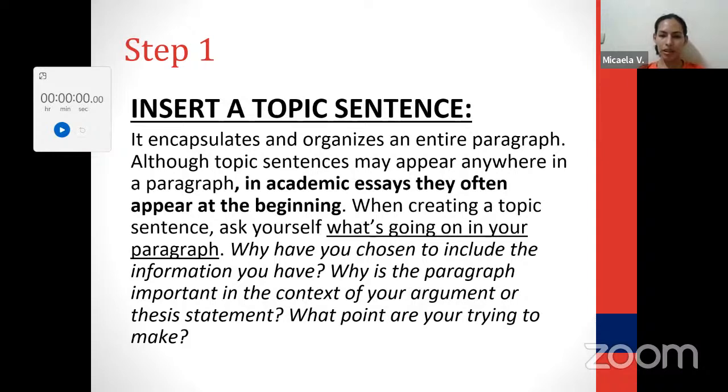In academic essays, they often appear at the beginning. When creating a topic sentence, ask yourself what's going on in your paragraph. Why have you chosen to include the information you have? Why is the paragraph important in the context of your argument or thesis statement? What point are you trying to make?